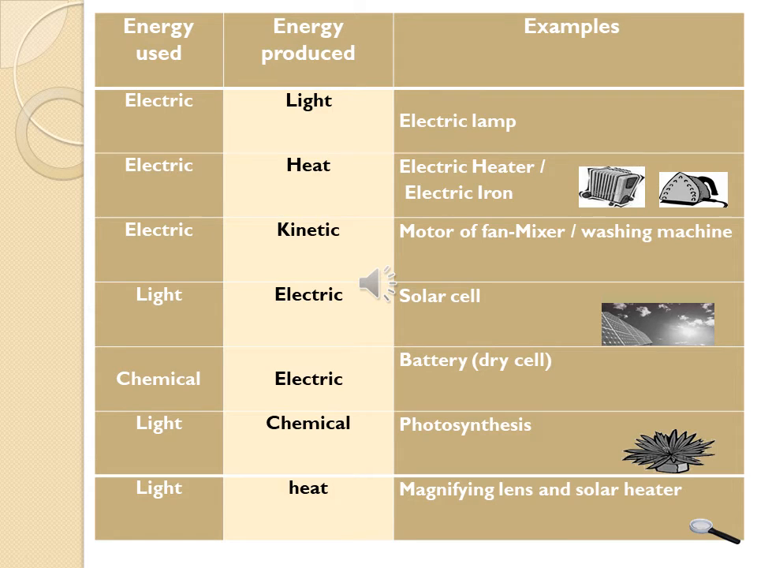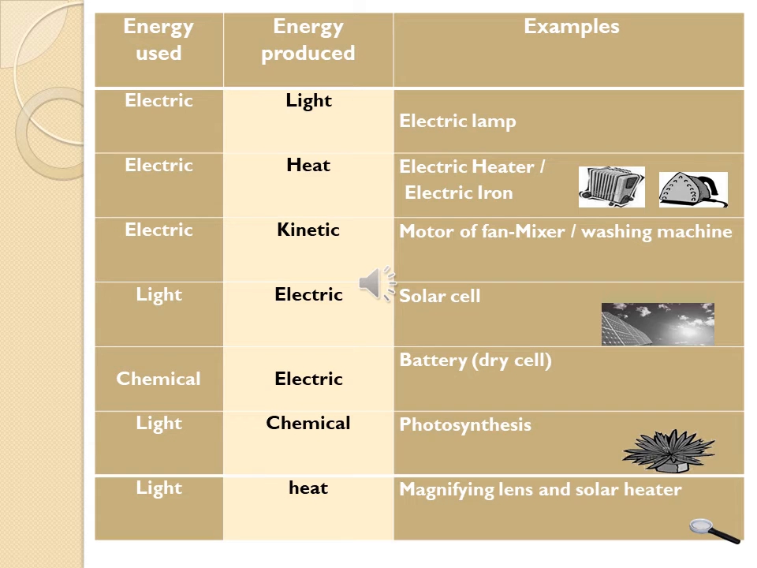Now we will use the electric energy to produce light energy. Super. In the electric lamp we can change the electric energy into light. What about if you want to change the electric energy into heat? Super. Think with me. The electric heater and the electric iron, both of them change the electric energy into heat. Okay, if we want to use the electric energy to produce kinetic, what are the devices around you which can give us kinetic energy from the electric energy? Super. The motor of the fan or the mixer or even the washing machines.